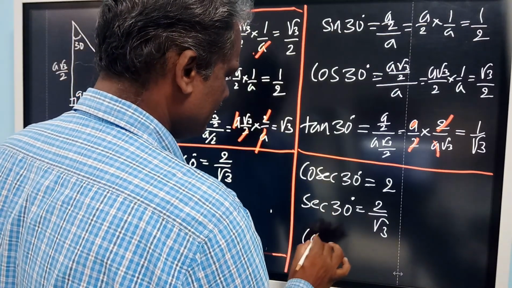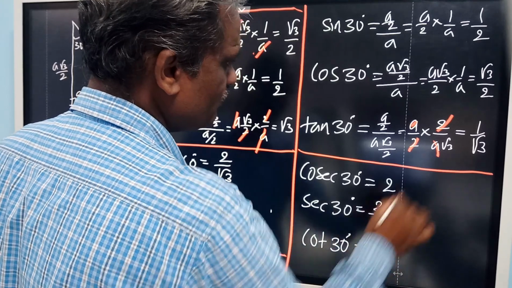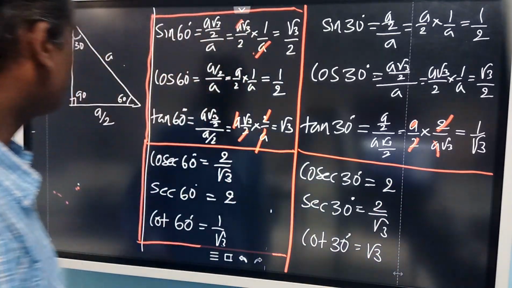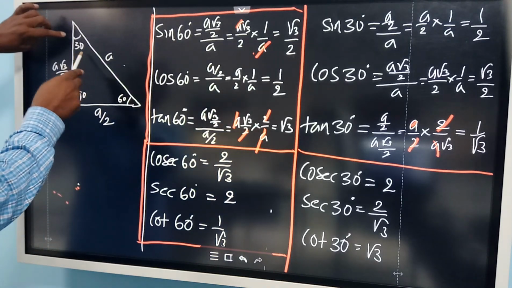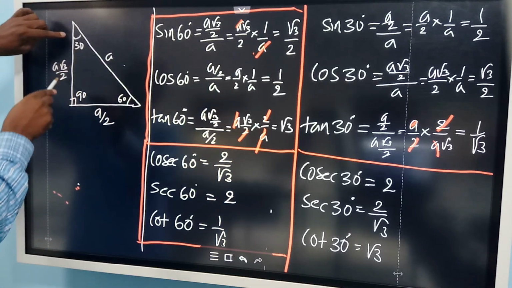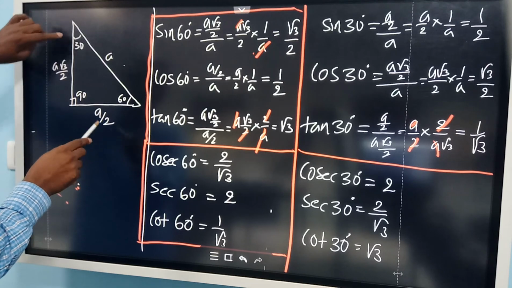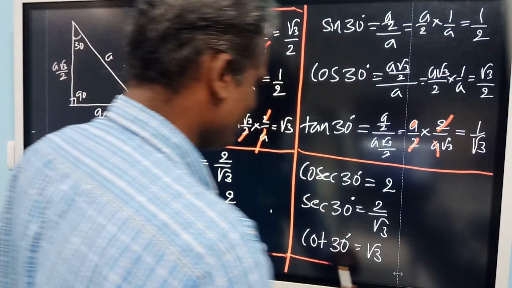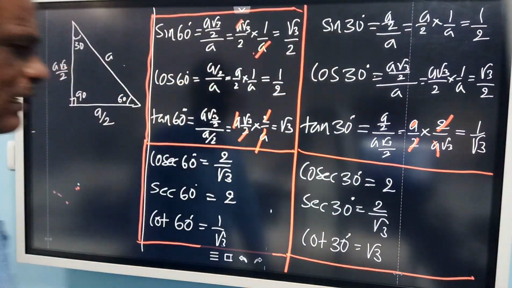Then cot 30 degree. It is the reciprocal of 1 by root 3, so therefore it is root 3. Cot means, with reference to this one, adjacent by opposite: a root 3 by 2 divided by a by 2. 2 cancels, a cancels, and you get only root 3 there. So these are the trigonometric ratios of 30 degree.